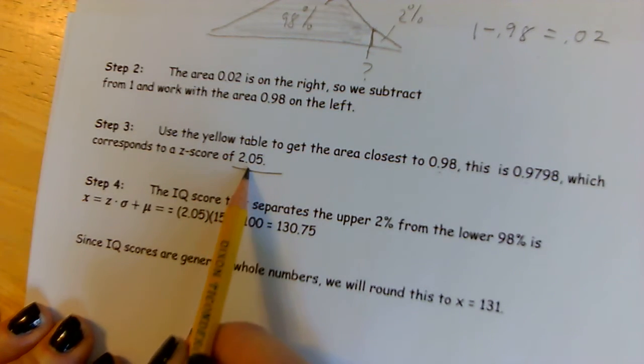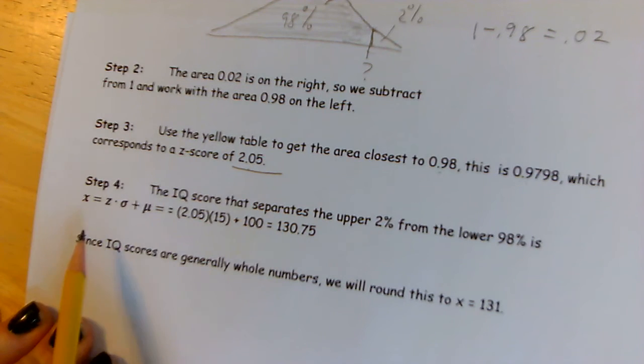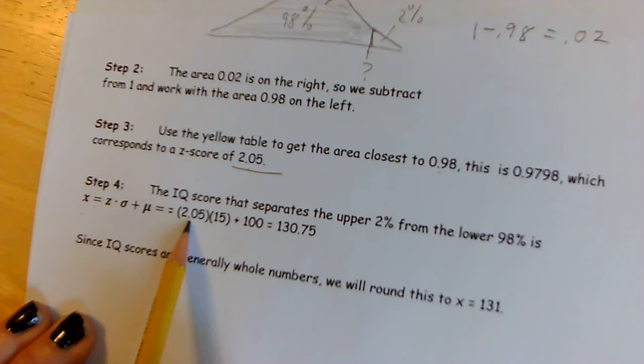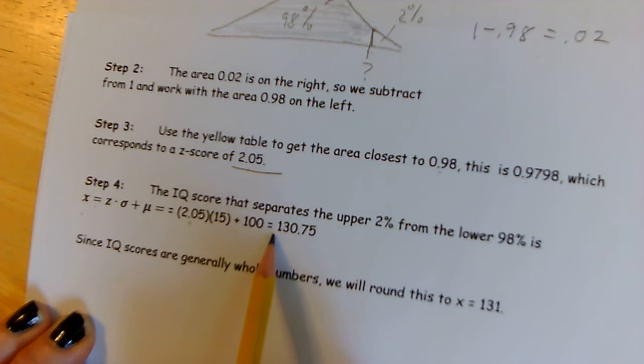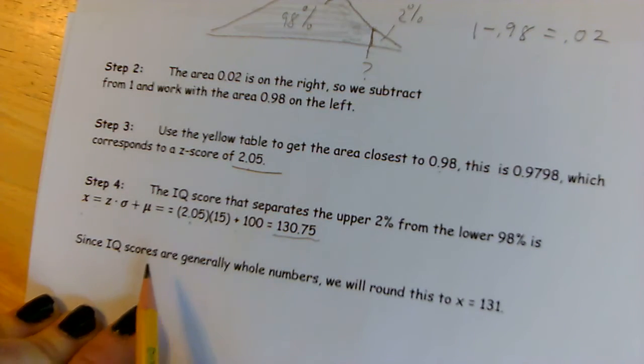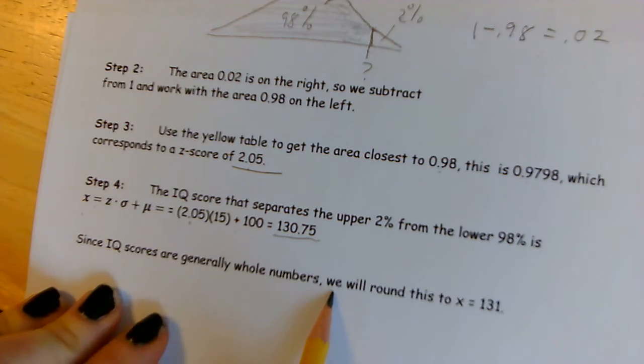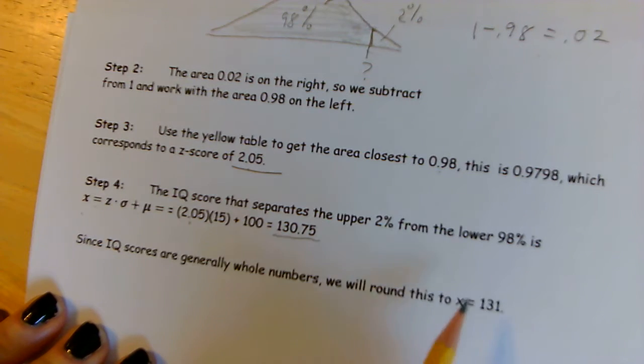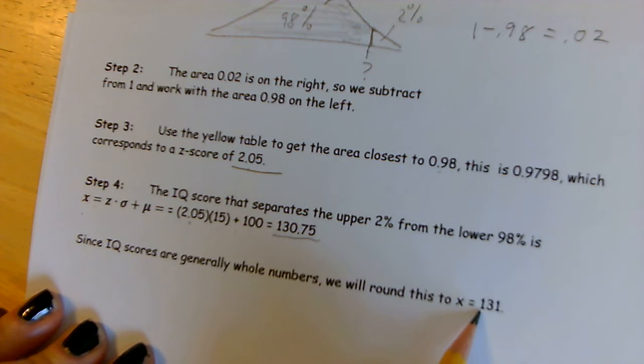So to solve for the actual x value, I'm using my x formula, plugging in 2.05, standard deviation of 15, we add the mean, so that gives us an x value, or a score, of 130.75. Since IQ scores are generally whole numbers, we'll round this to 131. So 131 is the cutoff to get into this group.